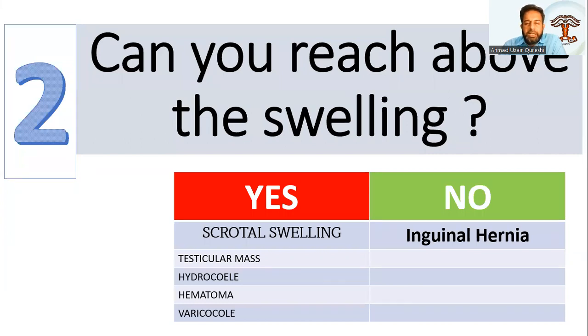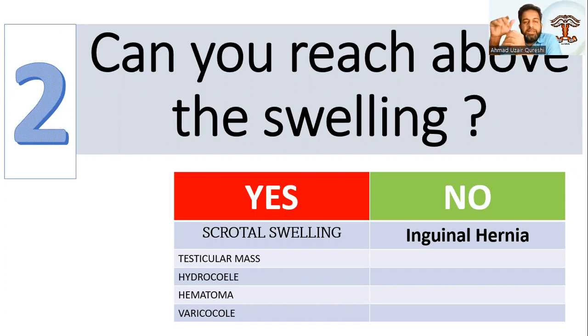Now palpate, can you reach above the swelling? Next question, can you reach above the swelling? So I know that this is the tenderness, this is the size of the swelling, the extent of the swelling, and now I need to know whether I can reach above the swelling. If I can reach above the swelling, this means that this patient has testicular swelling. It cannot be an inguinal hernia, or there can be an associated hernia, but the primary swelling that I am looking at is not inguinal swelling.